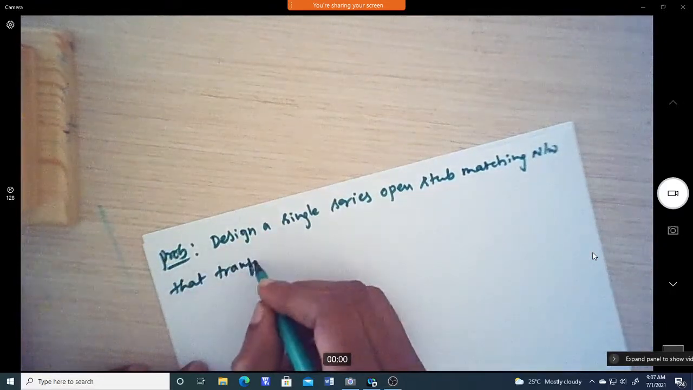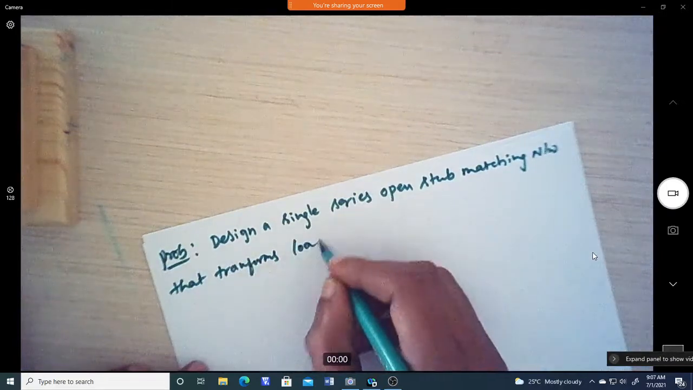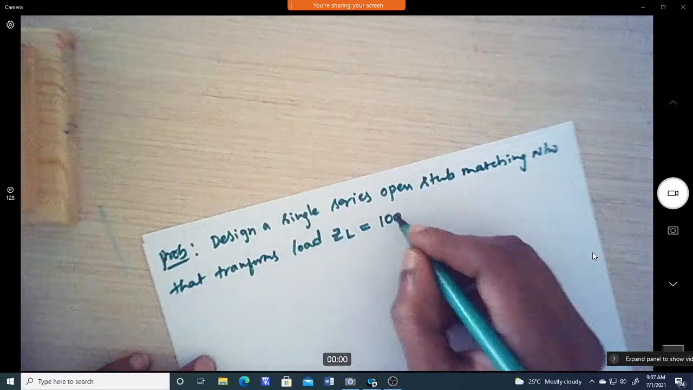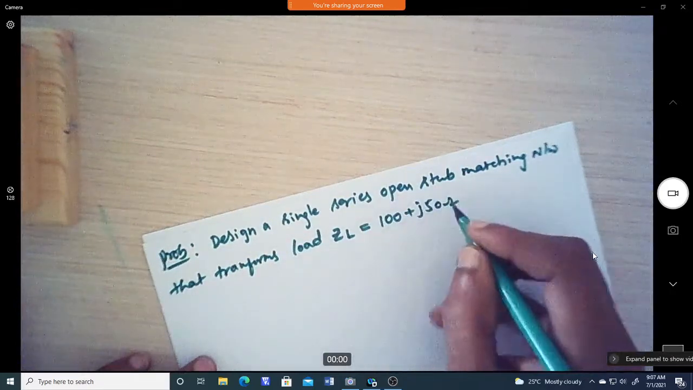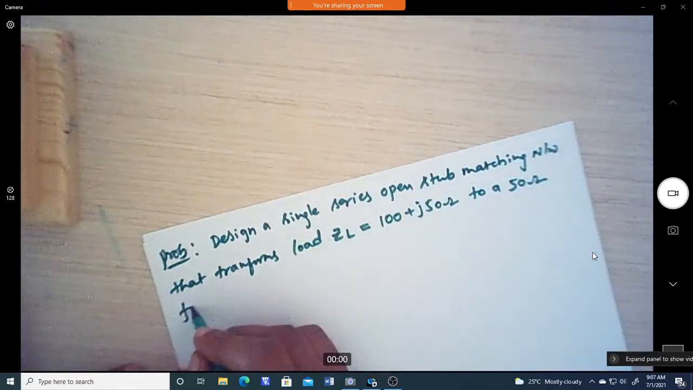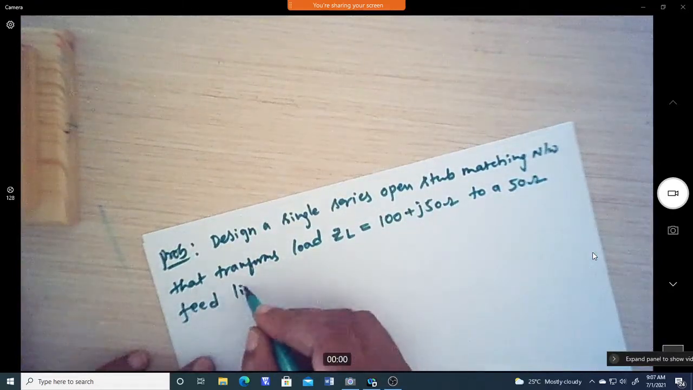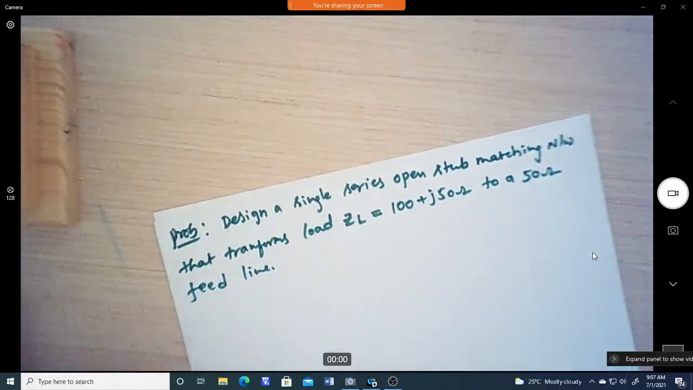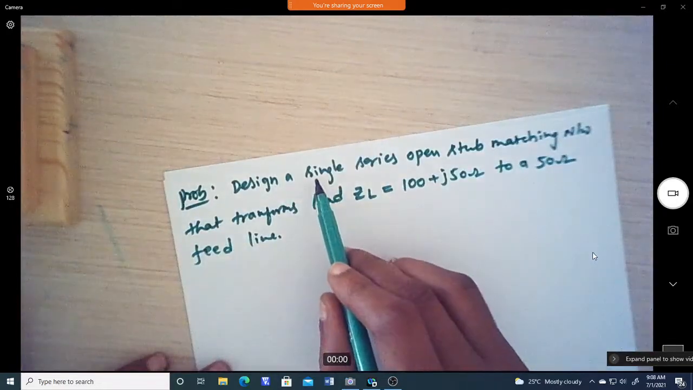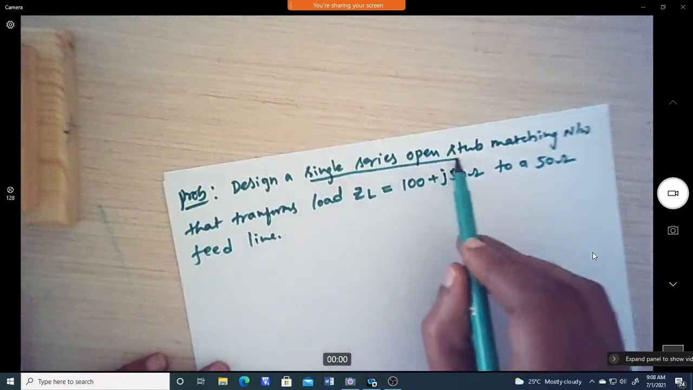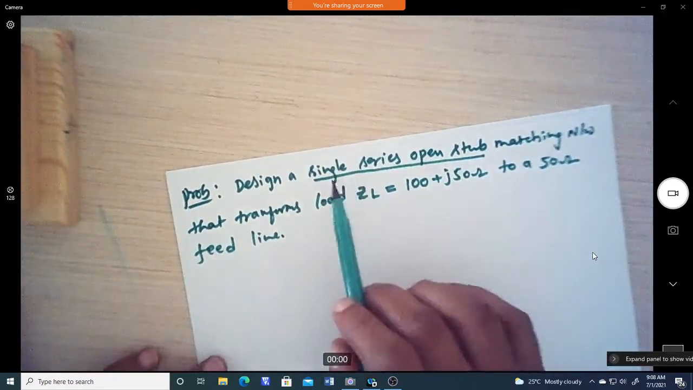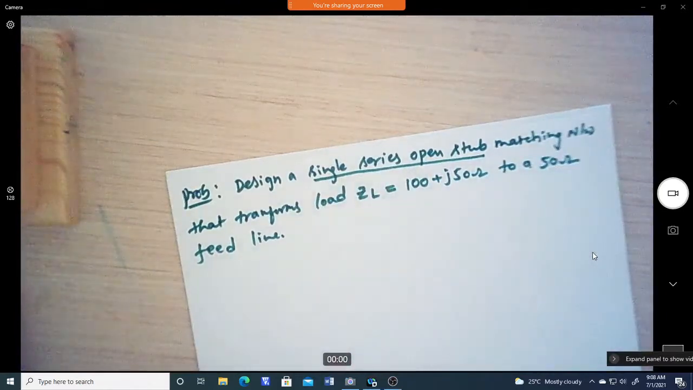transforms a load ZL, which is equal to 100 plus J50 ohm, to a 50 ohm feed line. Okay, so now this is the problem which is given. So now we need to use a single series open stub. This is important. Okay, so we need to design a single series open stub.